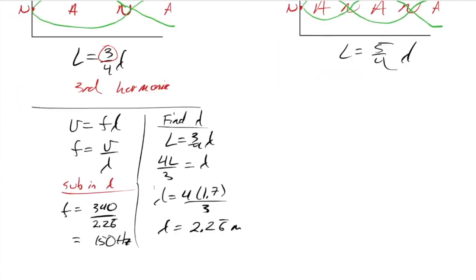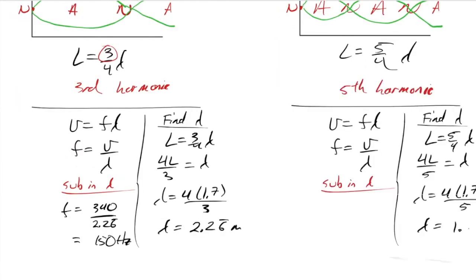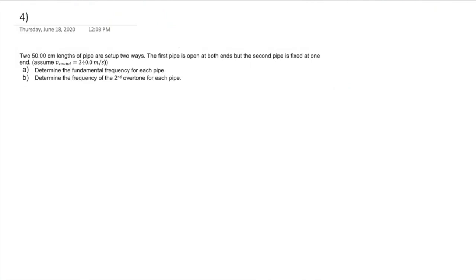And we basically can repeat the math. So now we get a wavelength of 1.36. Substituting in 340 divided by 1.36 gives 250 hertz, which is 5 times bigger than 50. And for question 4, let's try that one for homework, and I will post the solution for this one in the following days.